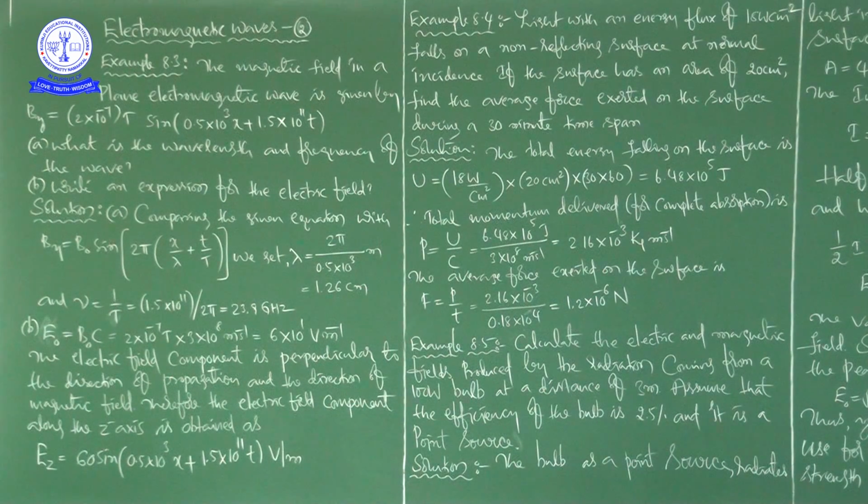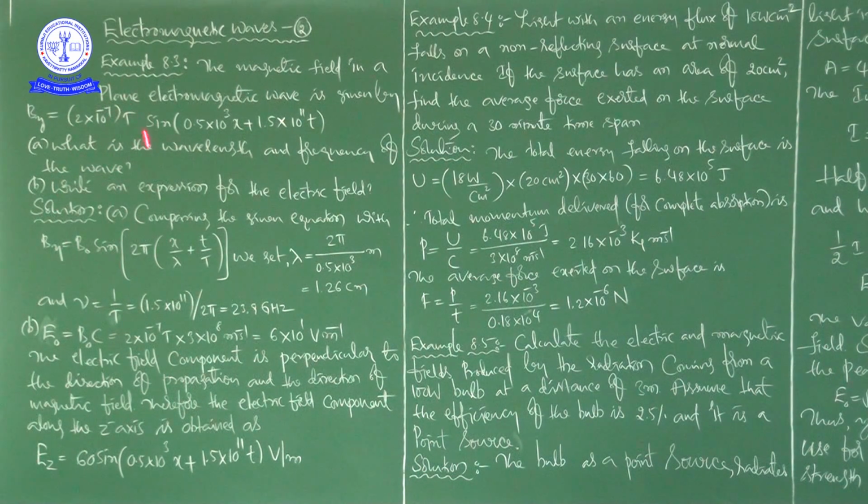Next, B, write an expression for the electric field. See here, E naught is equal to B naught into C. That is equal to 2 into 10 power minus 7 Tesla into 3 into 10 power 8. That is the B naught value. By is equal to B naught into sine (0.5 into 10 power 3 x plus 1.5 into 10 to the power of 11 t). That's what we are comparing here.